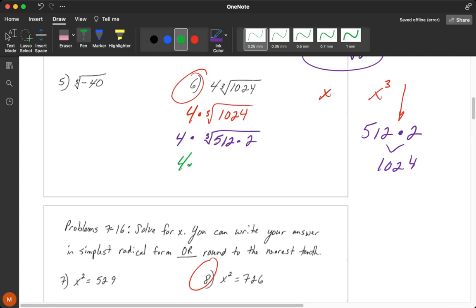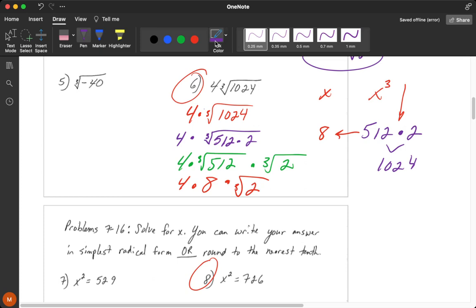I can separate these. You don't have to, but it allows you to see everything that we're doing step by step. So I can rewrite it as 4 times the cubed root of 512 times the cubed root of 2. Well, if you look at your cheat sheet, this 512 will come back to 8. So then it becomes 4 times 8 times the cubed root of 2. And 4 times 8 is 32. So it's 32 times the cubed root of 2.